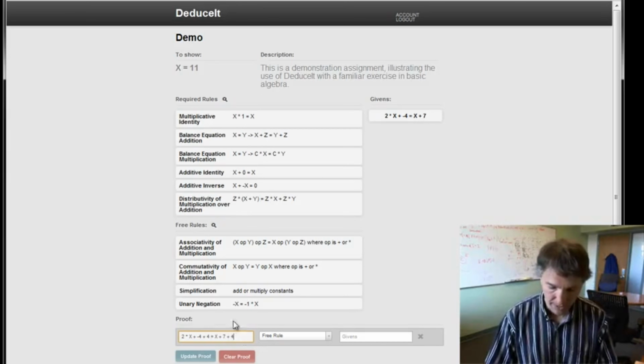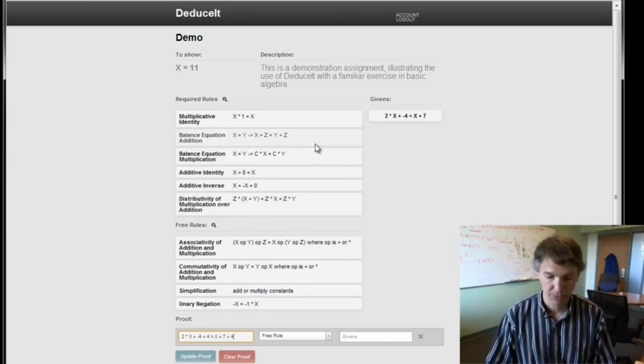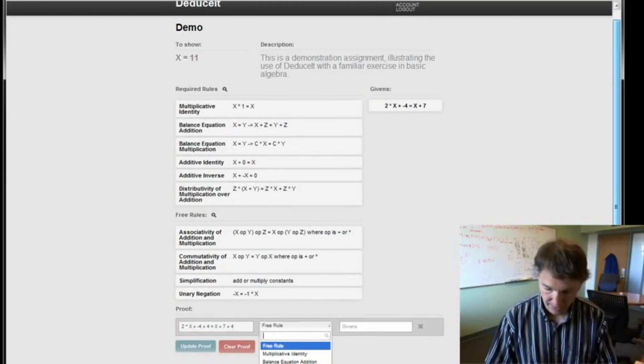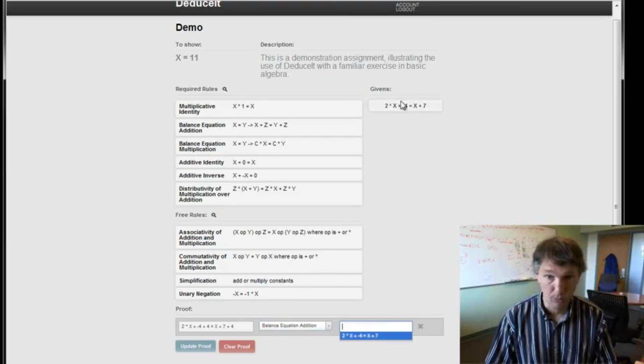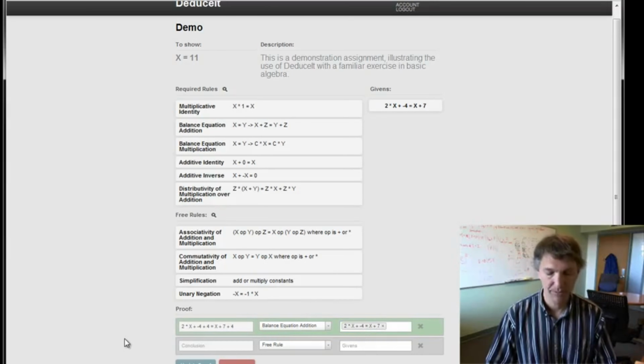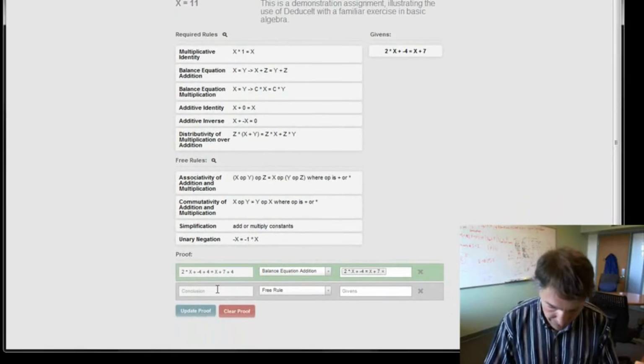And why is that justified? What rule are we using? Well, that's the balance equation using addition rule up here, which says it's okay to add the same thing to both sides of an equation. So we would select that rule out of the list of possible rules. And then what assumption are we using? Well, there's only one thing that we've got at the moment, and that's the initial given that we began with. So here we have one step of our derivation. We think this is right. We click Update Proof, and the system comes back and says, indeed, yes, that was a valid step of the derivation. Okay, so now let's do another step.